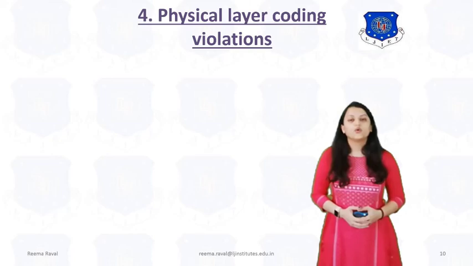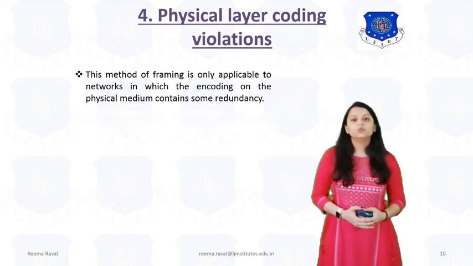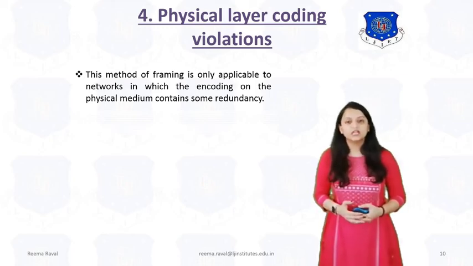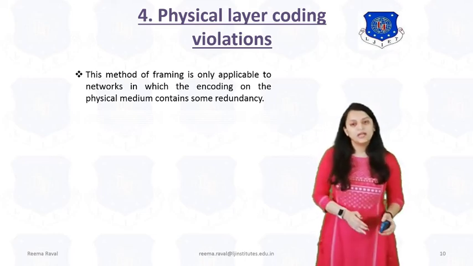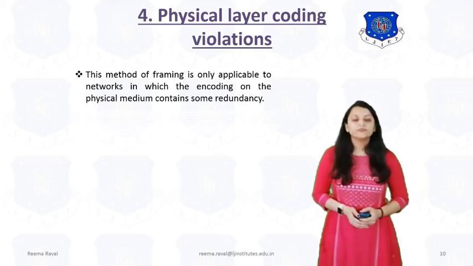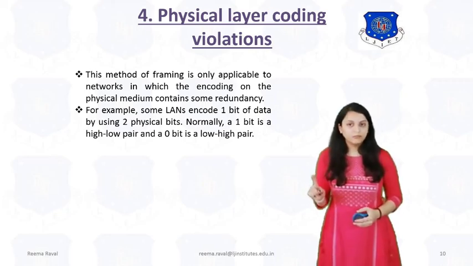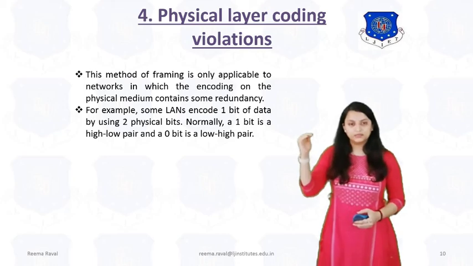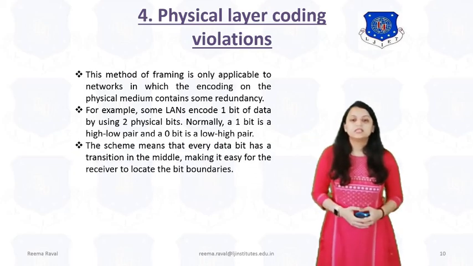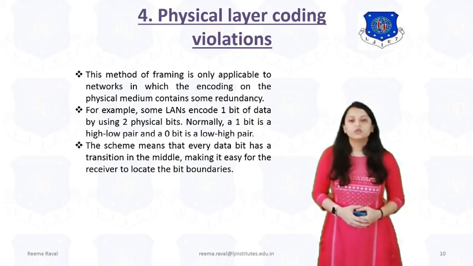Next is physical layer coding violations. This method of framing is only applicable to networks in which the encoding on the physical medium contains some redundancy. So the physical layer coding violation framing method is limited to some particular usages or networks only. For example, some links encode one bit of data by using two physical bits. Normally, a 1 bit is a high-low pair and 0 is a low-high pair. So the scheme means that every data bit has a transition in the middle, making it easy for the receiver to locate the bit boundaries.